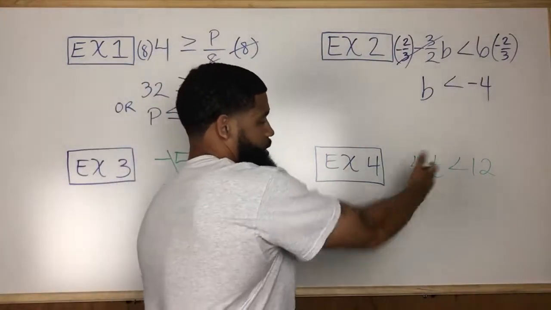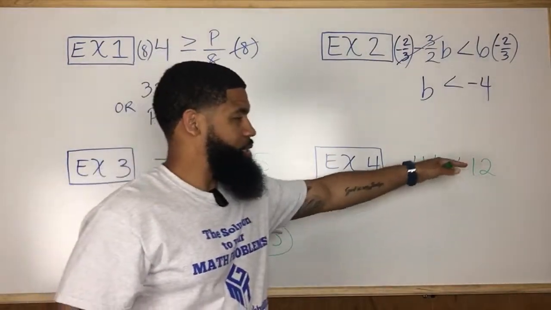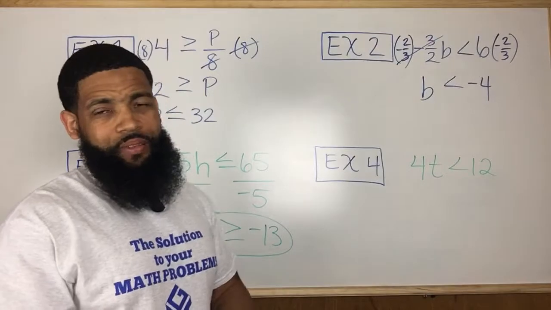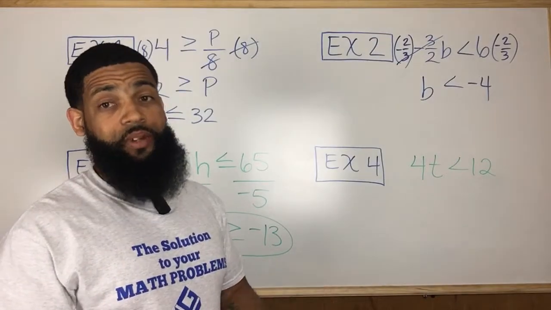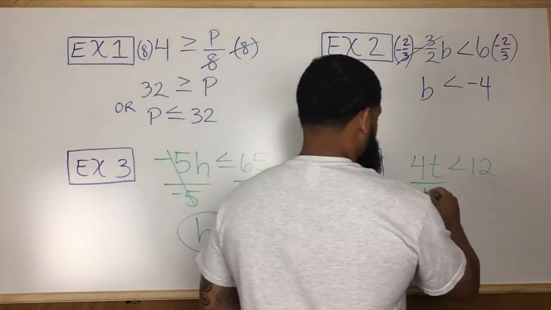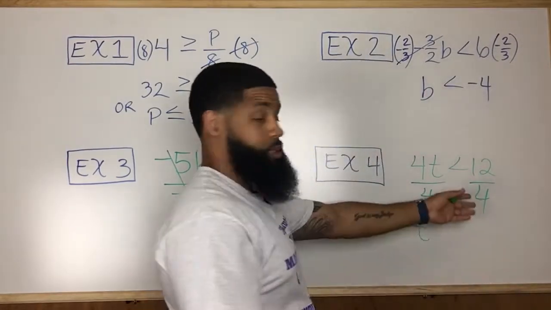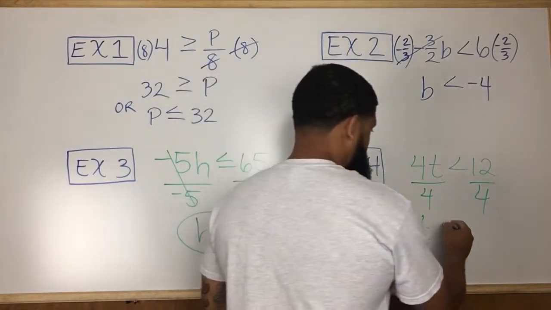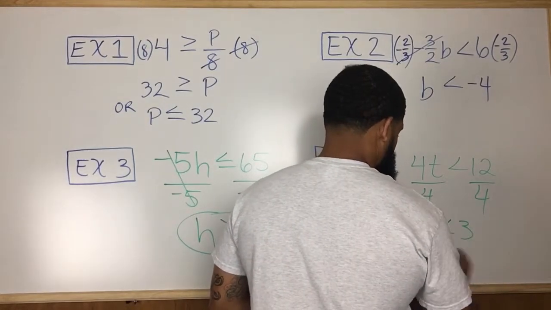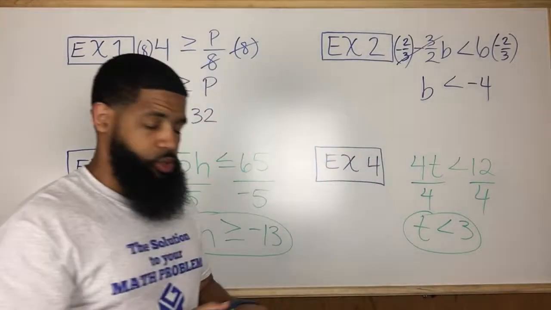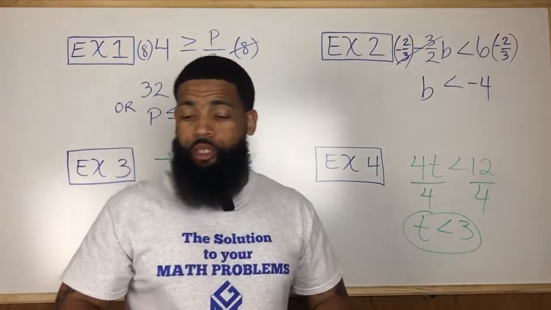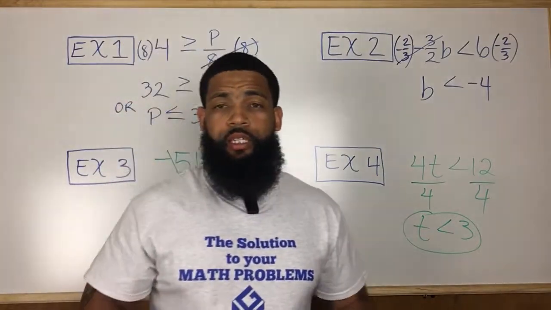All right? This last example, I have 4 times t is less than 12. If I want to get t by itself, I need to divide by 4 on both sides. And this one stays the same because I'm dividing by a positive 4, giving t less than 3. All right? So any number less than 3 is going to solve that particular inequality or satisfy that inequality.